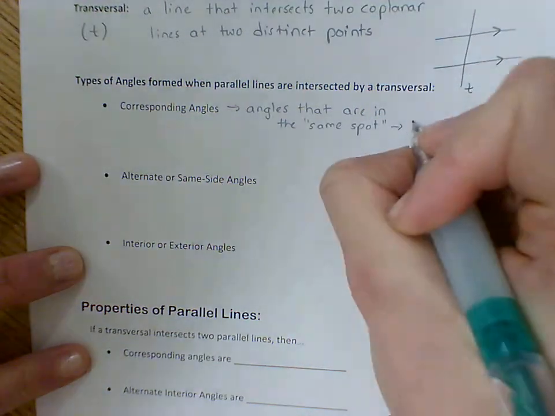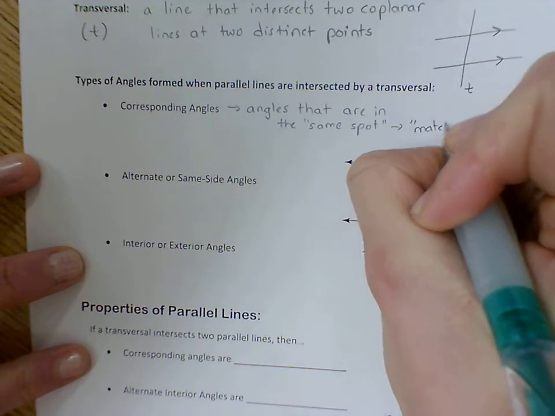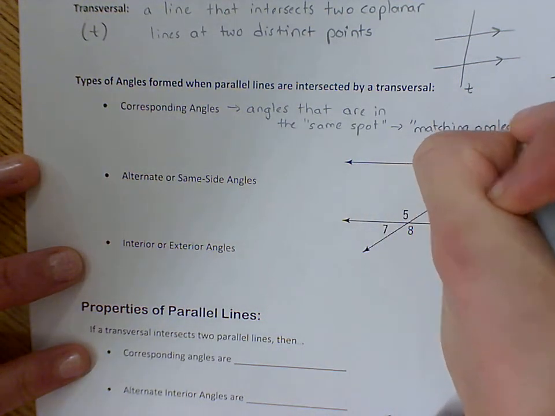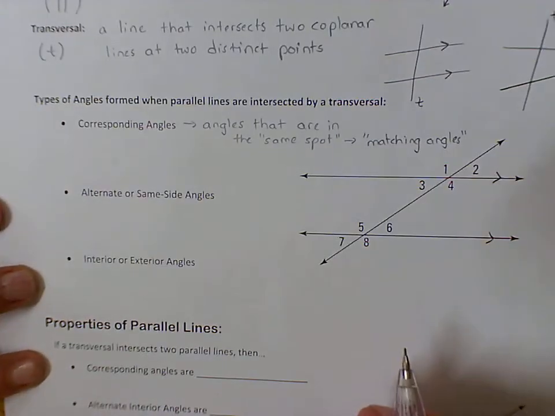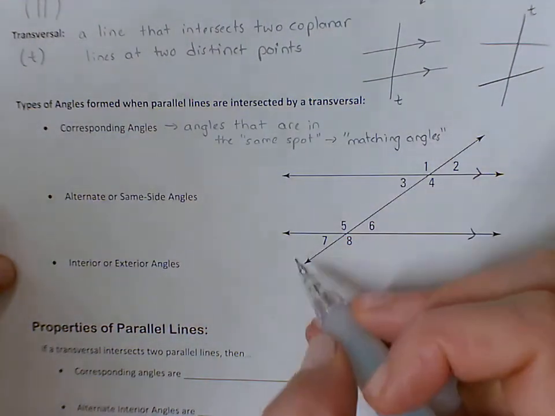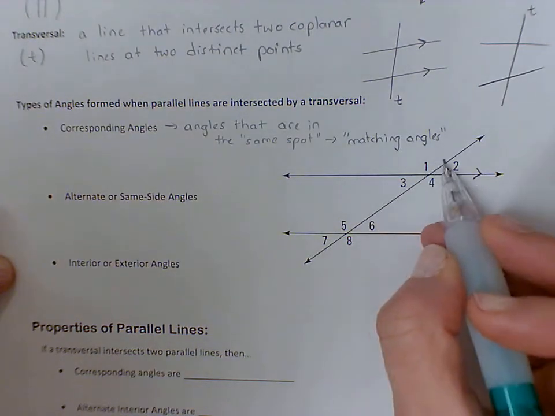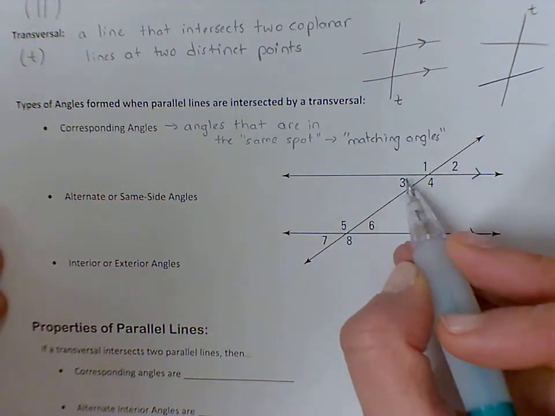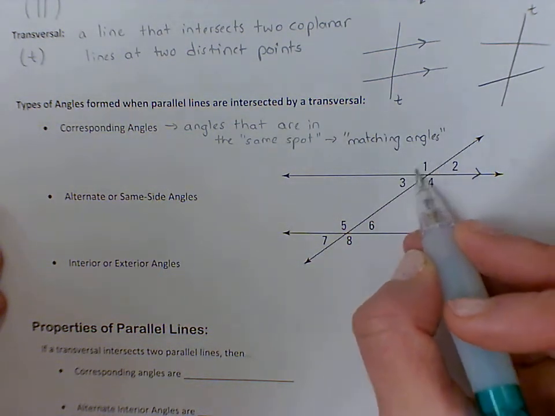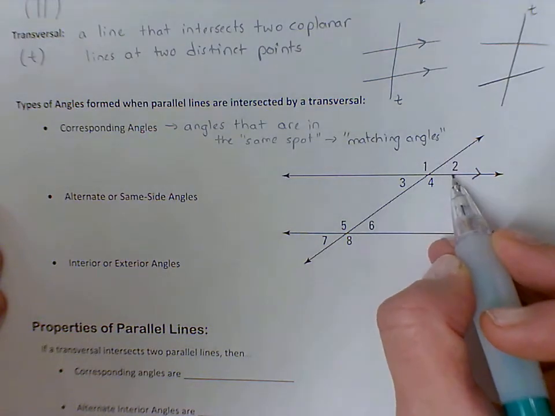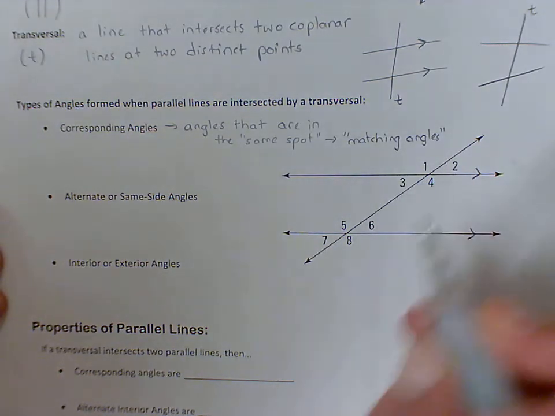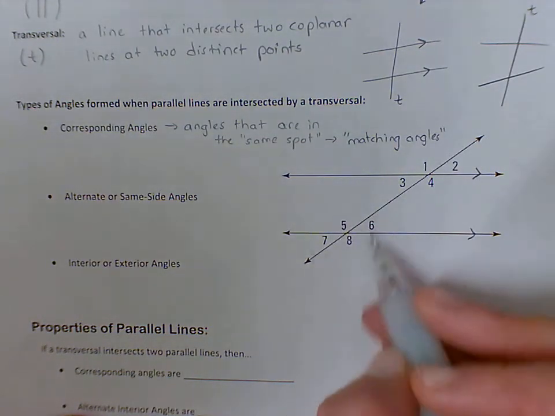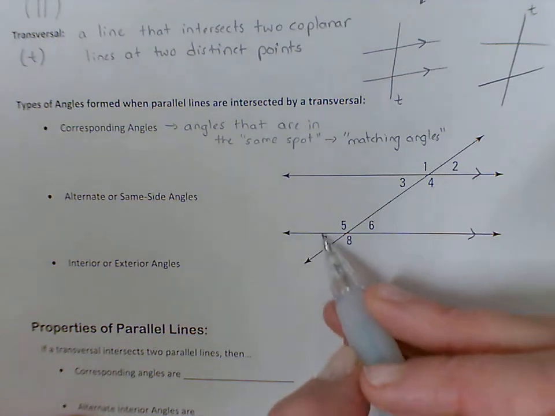Or you can think of it as what are called matching angles. If you look at your lines here, whenever you have this transversal crossing this line right here, there are 4 different angles that come about. You've got this angle right here, which is angle 1, you've got angle 2, angle 4, and angle 3. And if you look down here, it's the same scenario where this line crosses down here, you've got 4 different angles that are formed, okay?